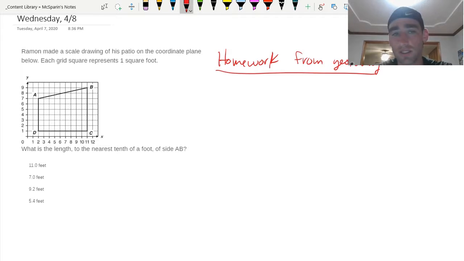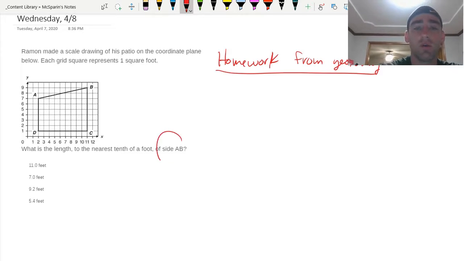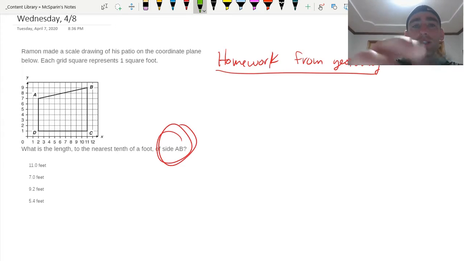So obviously there is a distance formula. A lot of these you don't need the distance formula. You certainly could use it, but just drawing it out on graph paper is a really good idea for a lot of these. So let's talk about how to draw this out. This wants to know the length of side AB. So let's just recognize first off that they are asking for this length right here.